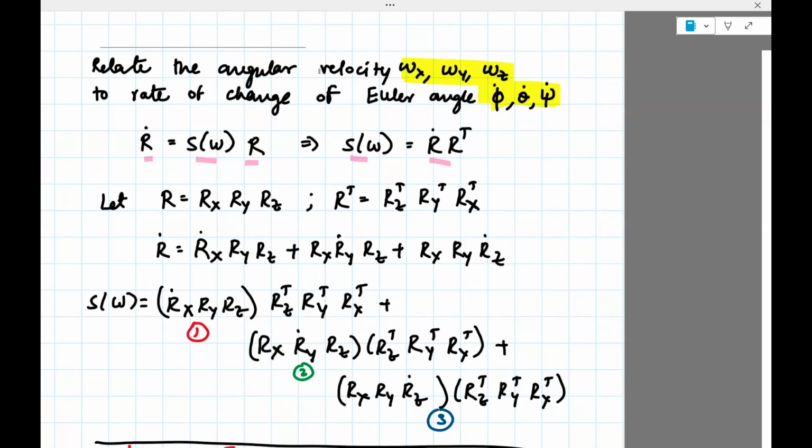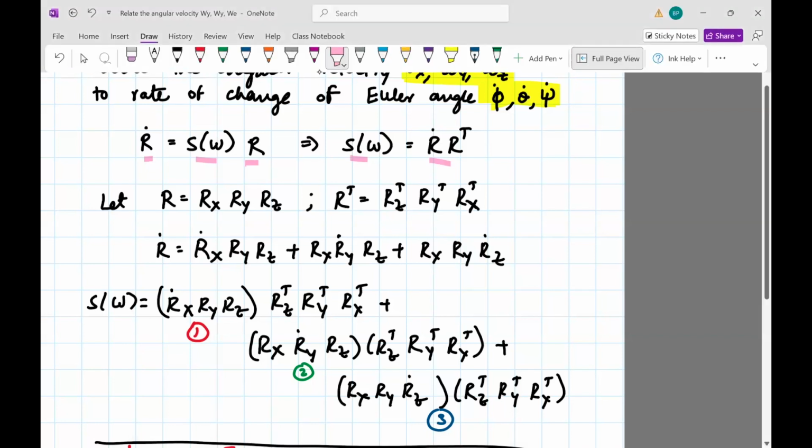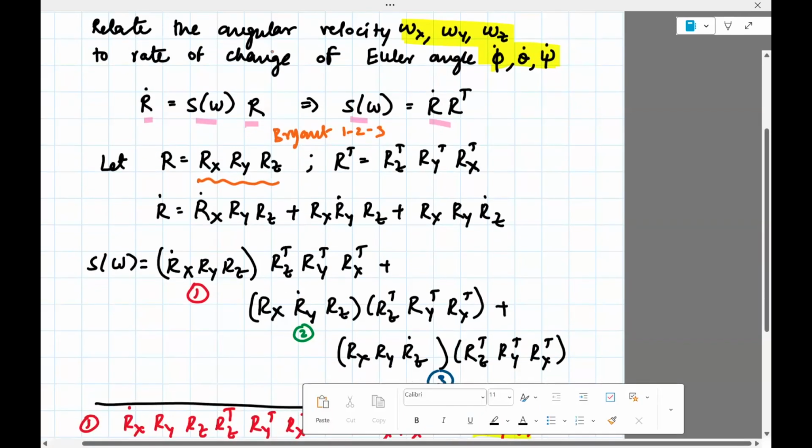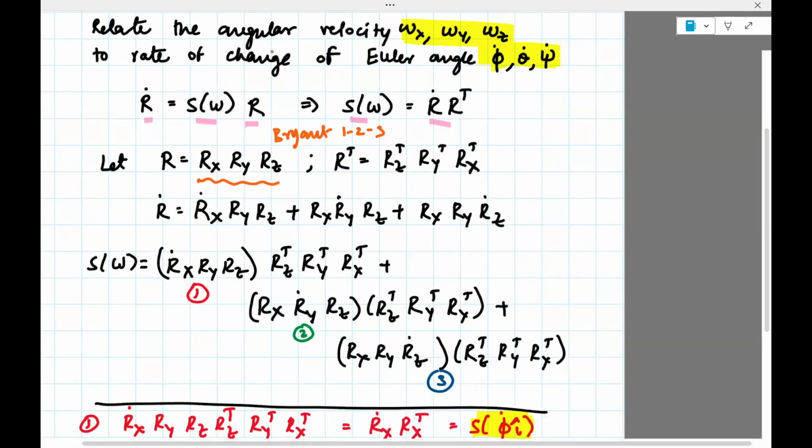In this class we're using the Bryant angles, which is 1, 2, 3, so r equals rx times ry times rz. So this derivation will change depending on your choice of Euler angles. So here we use Bryant angles 1, 2, 3. If r is this, then r transpose is just that. And then what we are trying to do here is this.